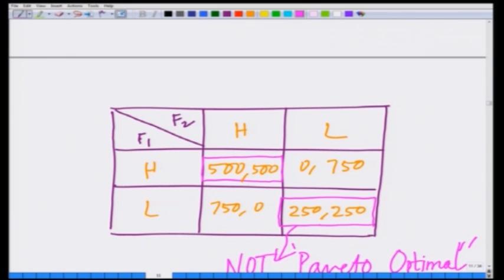However, if you look at L comma L, that is where both the firms are setting a low price, this is not a Pareto optimal outcome, because there is another outcome, namely H comma H, where both of them can simultaneously increase their payoff. For instance, if they choose H comma H instead of L comma L, then firm 1 can increase its payoff from 250 to 500, firm 2 can increase its payoff from 250 to 500. Therefore, since there is another outcome through which both of them can simultaneously increase their payoff, L comma L is not a Pareto optimal outcome.